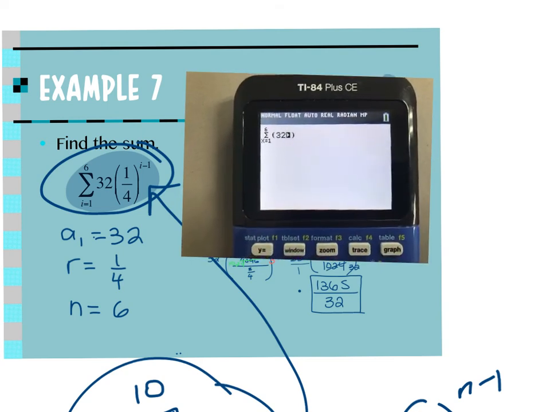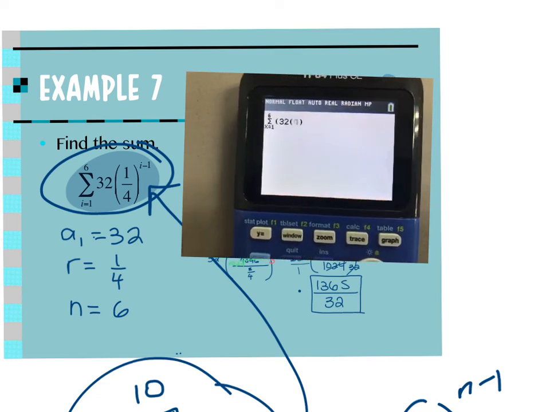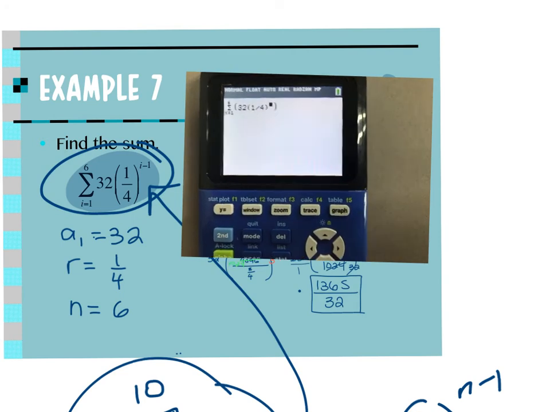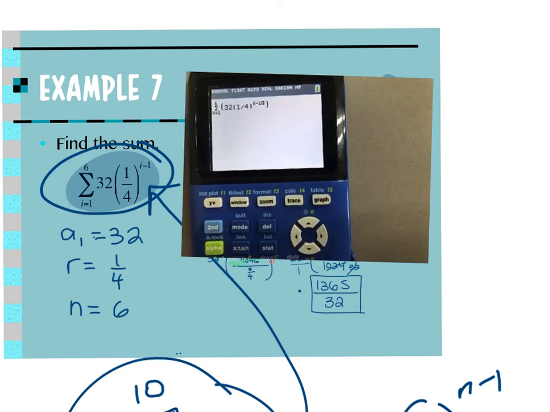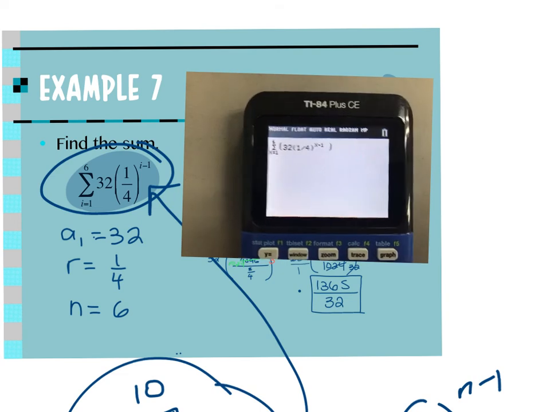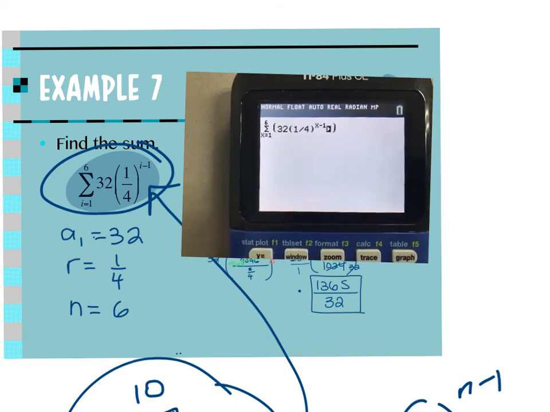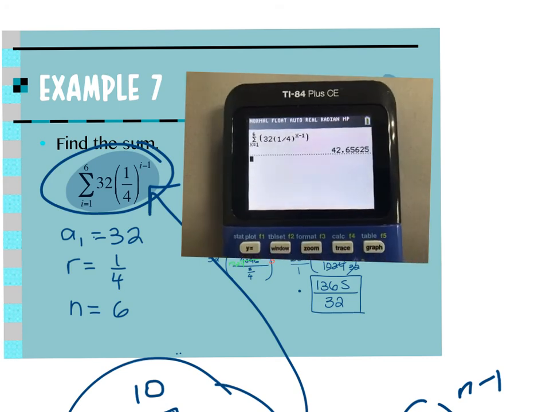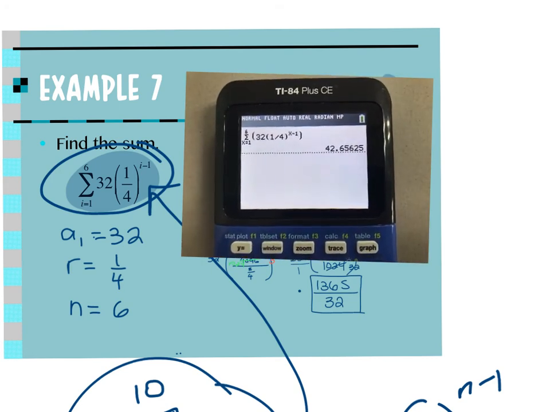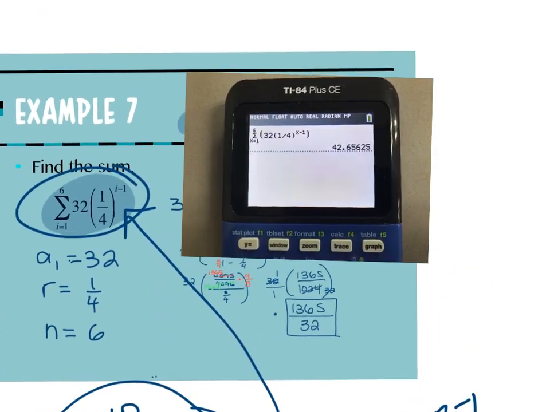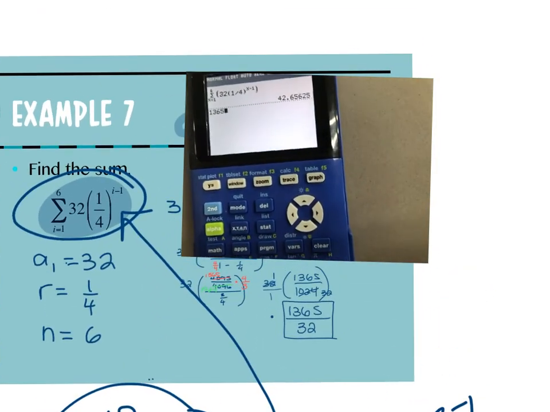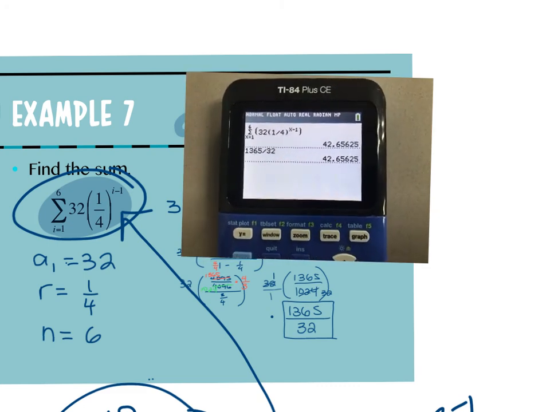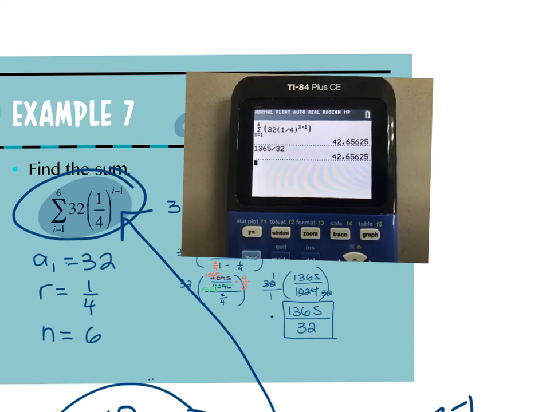Now this is what you got to be really careful about. I have to do 32. I have to open my parentheses, 1 divided by 4, close those parentheses, raise it to the x minus 1, so that it's written like that. What's important is that the 1/4 is the thing with the x minus 1, not the 32. You got to separate it out. And if I hit enter, I get 42.65625. So if I was using this to check this answer, which is 1365 divided by 32, I get the same answer, 42.65625. So summation is in there.